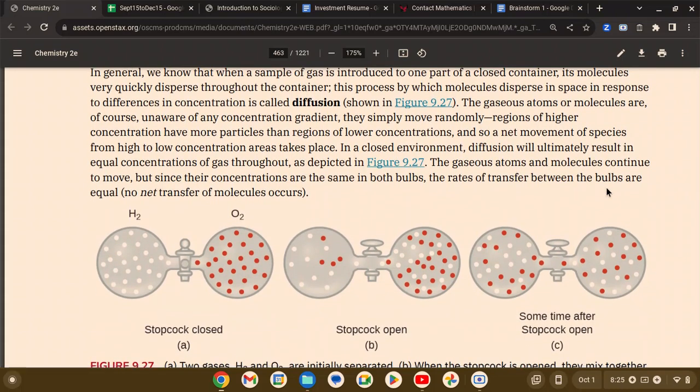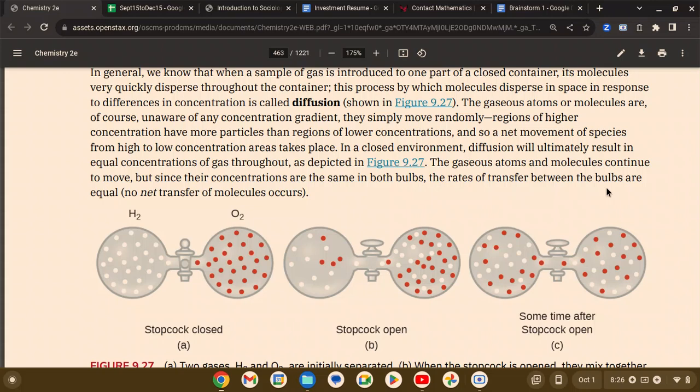In general, we know that when a sample gas is introduced to one part of a closed container, its molecules very quickly disperse throughout the container. This process by which molecules disperse in space in response to differences in concentration is called diffusion. The gaseous atoms or molecules, of course, are unaware of any concentration gradient. They simply move randomly. Regions of higher concentration have more particles than regions of lower concentration, and so a net movement of species from high to low concentration areas takes place in a closed environment. Diffusion will ultimately result in equal concentrations of gas throughout, as depicted in Figure 9.27.